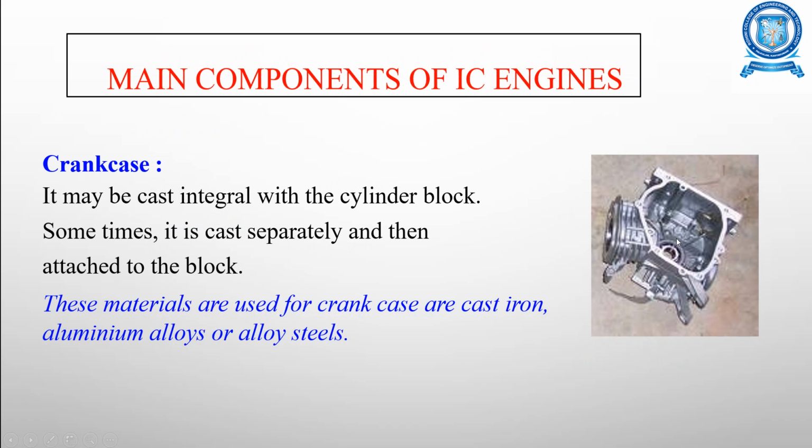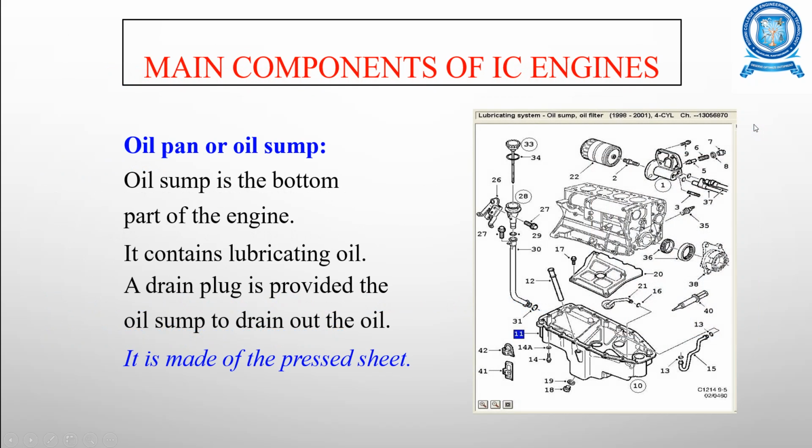And this is a crankcase. It may be cast integral with the cylinder block. Sometimes it is cast separately and then attached to the cylinder block. The materials used for the crankcase are cast iron, aluminum alloy, or alloy steels. And the last one is the oil pan, or oil sump. Normally this is the bottom part of the engine.